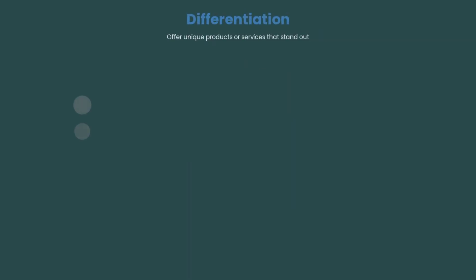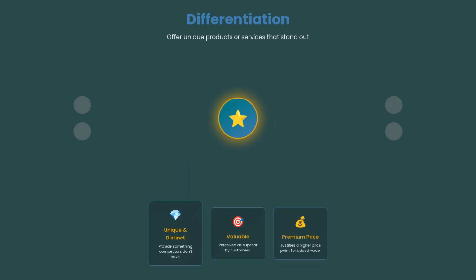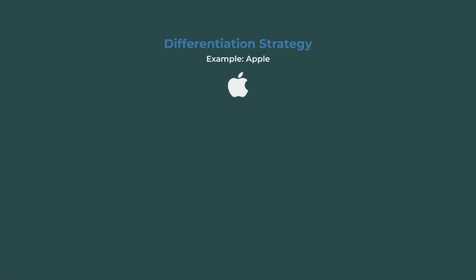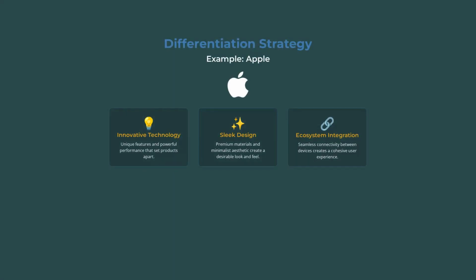Next is differentiation. This strategy focuses on offering unique products or services that stand out from competitors. The goal is to provide something that customers perceive as valuable and distinct, justifying a premium price. Example: Apple exemplifies differentiation. With its innovative technology, sleek design, and ecosystem integration, Apple products are seen as unique and desirable, allowing the company to charge higher prices.